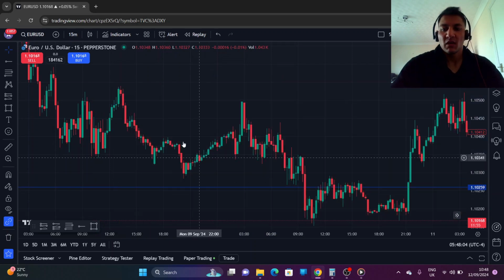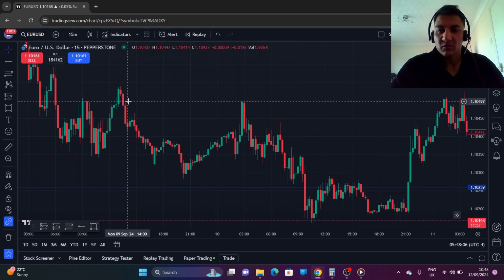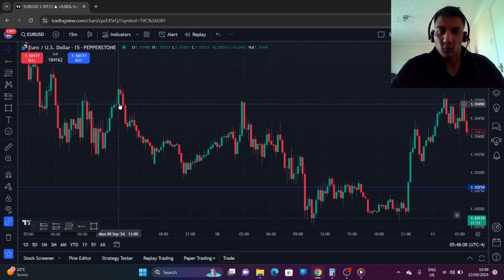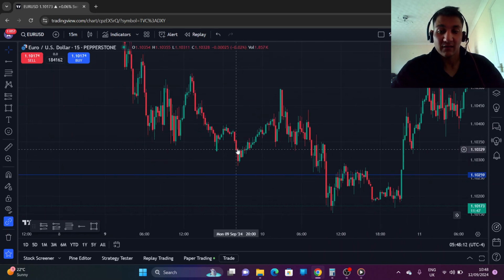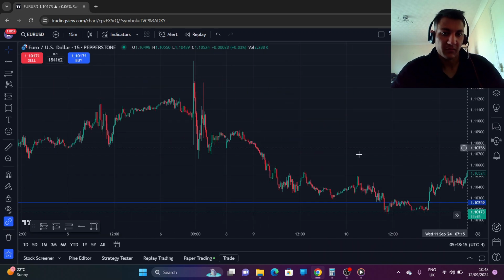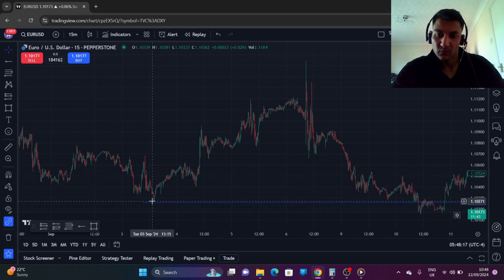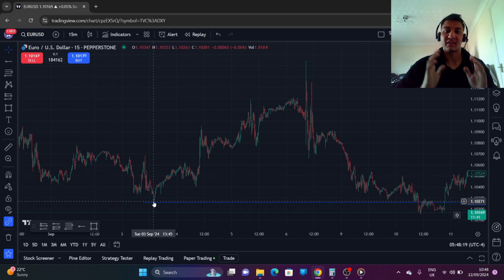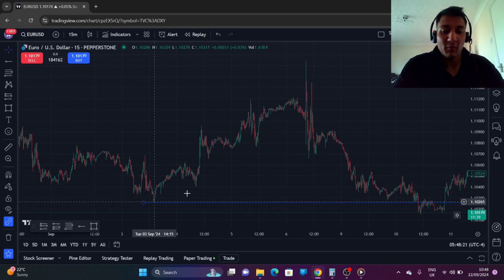You see this fair value gap? You don't need to decide which fair value gap it is, or which order block to use. All you need is just the optimal trade entry, and this is the most important part. Let me zoom out. Liquidity: highs and lows. All you've got to do in trading is target highs and lows. People make it so complicated.